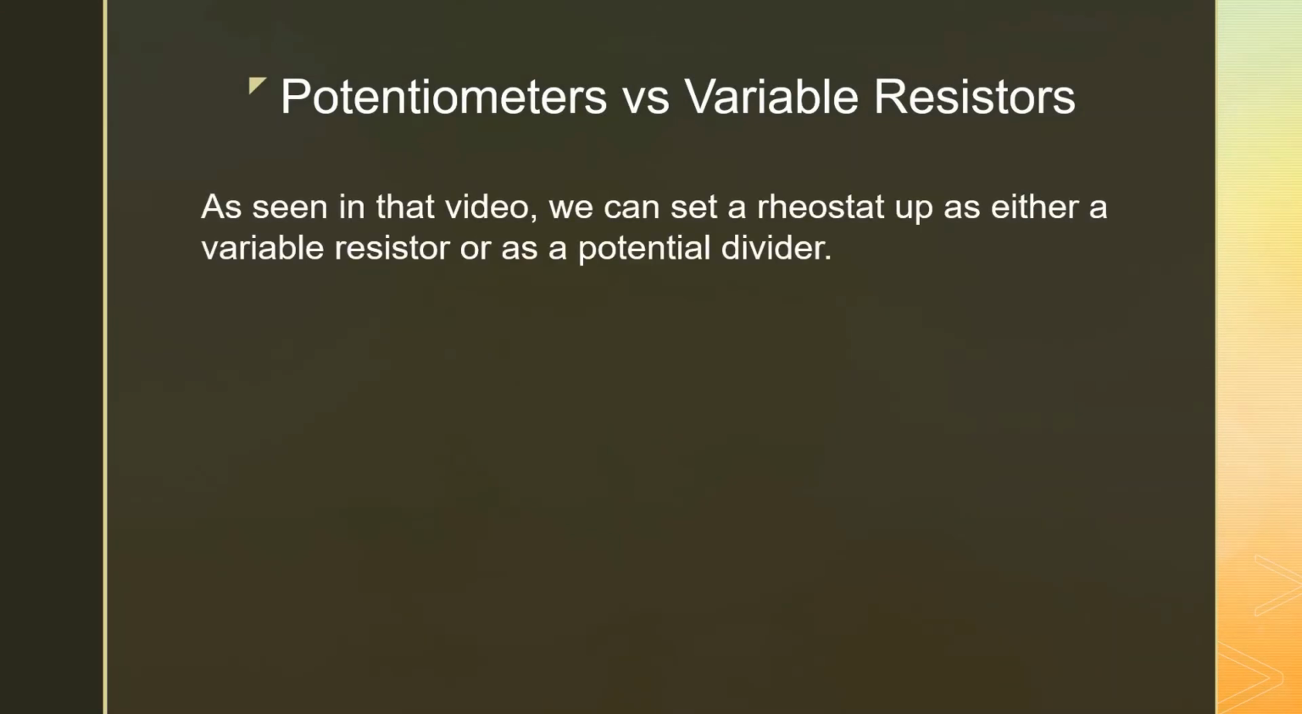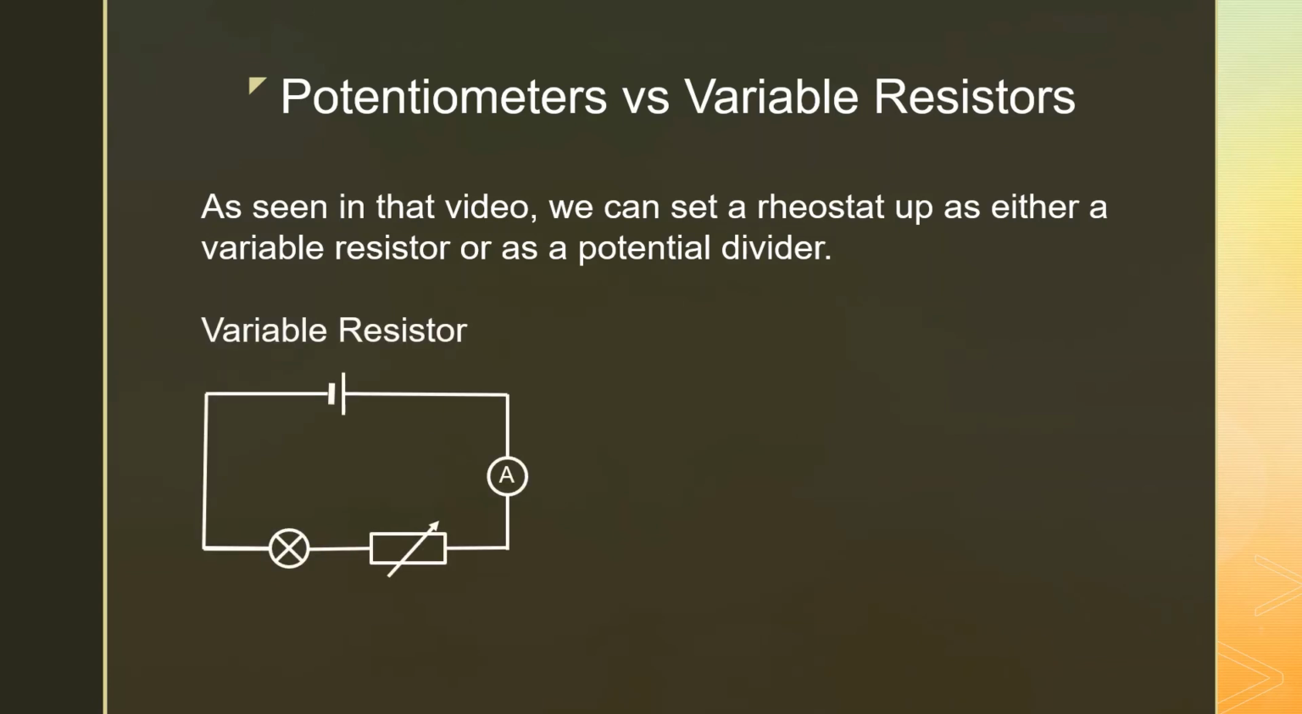So we've just seen there that we can set up a rheostat in two different ways. Firstly as a variable resistor, and secondly as a potential divider, or more specifically a potentiometer. And so why do we do it? What's the difference between the two? Well, the first one, the variable resistor, is used to control current.